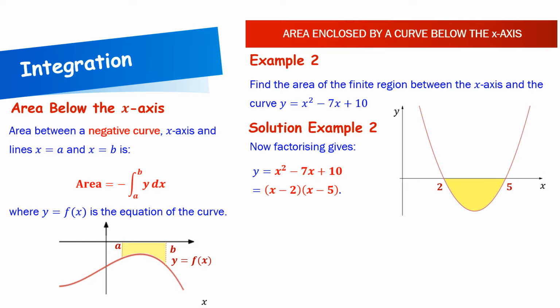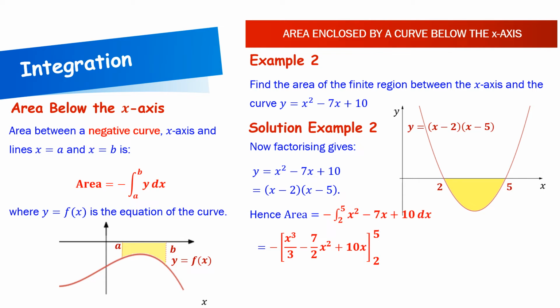The points of intersection with the x-axis are x equals 2 and x equals 5. So here's x equals 2 and here's x equals 5. And therefore the area that we're looking to find is minus the integral from 2 to 5 of x squared minus 7x plus 10 dx.